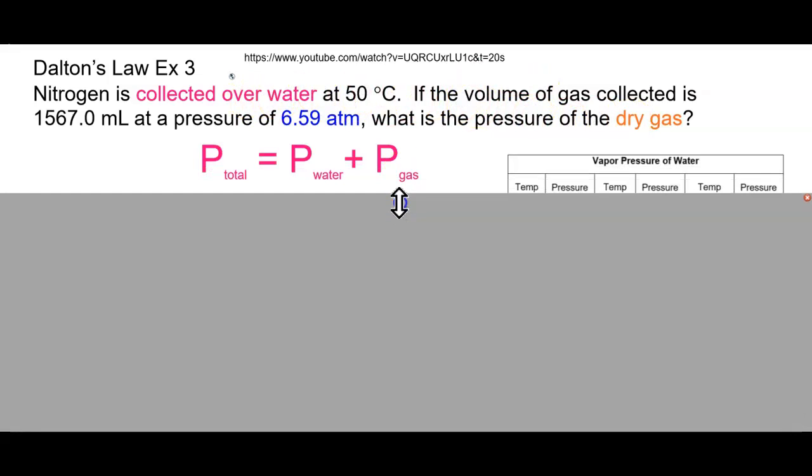So this is the Dalton's Law formula. It's shorter than the one we just used twice, but it's the same formula. I'm just being very specific. This is my P1 and my P2, or in this case, water and dry gas.